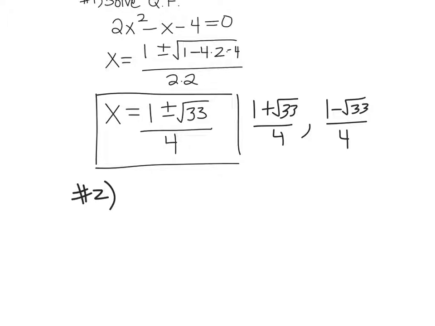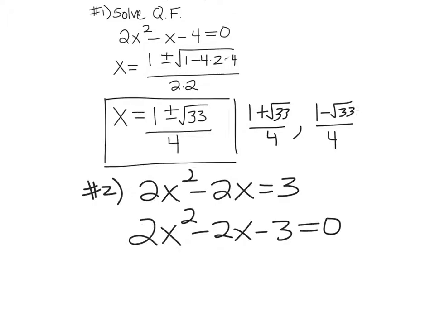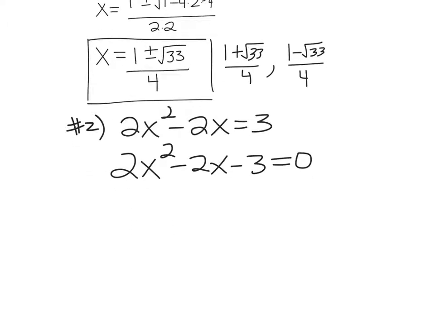All right, let's try this one. 2x squared minus 2x equals 3. Okay. Before we get started on plugging this into our formula, we need to move that 3 over, okay? So we have to have our quadratic equation here equal to 0. So I get 2x squared minus 2x minus 3.